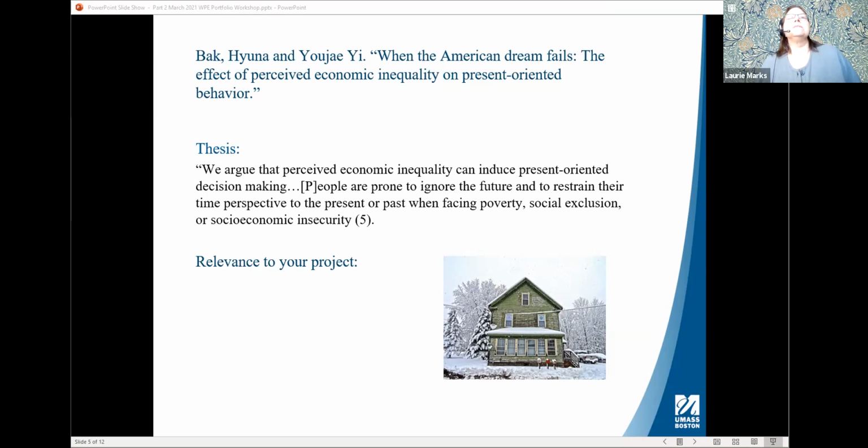So their thesis is this. We argue that perceived economic inequality can induce present-oriented decision-making. People are prone to ignore the future and to restrain their time perspective to the present or past when facing poverty, social exclusion, or socioeconomic insecurity.